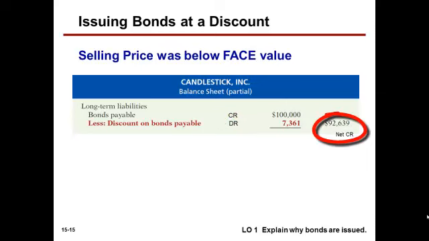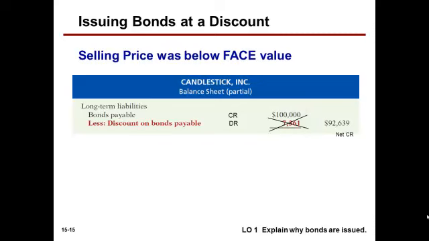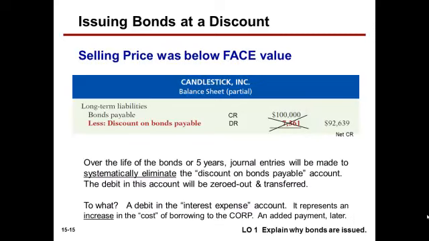Now, over the life of the bonds, we're going to get rid of that discount on bonds payable account. The $7,361 account will be reduced to zero over the life, because when the life of the bonds is completed, we only owe the $100,000 in the bonds payable face value account. So we're going to get rid of that account by systematic journal entries. Over the life of the bonds, or 5 years, we'll systematically eliminate that discount on bonds payable account.